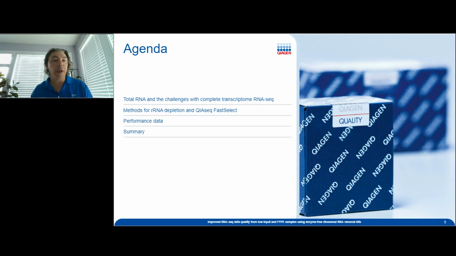I will talk a little bit about the methods for ribosomal RNA depletion, the things that are commonly used in the lab, and how this is a little bit different than how QIAseq FastSelect works. I'll talk a little bit about performance data around QIAseq FastSelect. It's a product that we launched about 3 years ago. If you go to Google Scholar, you'll find that there's hundreds of publications. There are lots of posters out there. People have been using this in their workflow for years, and it's something that's trusted by a lot of researchers that are doing all sorts of different applications. And then lastly, I'll give you a quick summary of what we talked about today.